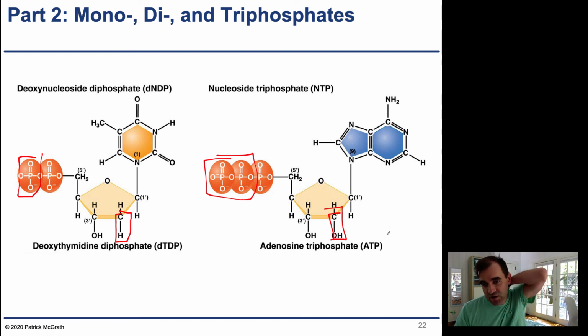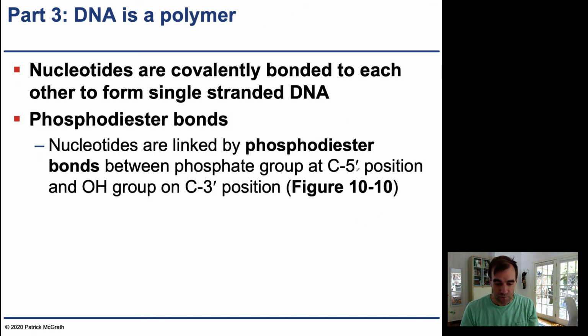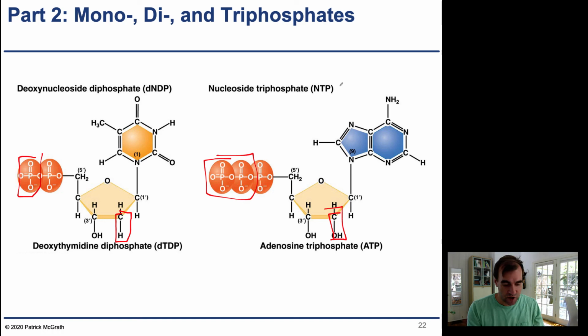Adenosine triphosphate is also very important to the cell, something you obviously covered in your intro bio because it provides the energy source for the cell. All right, so that covers part 2.